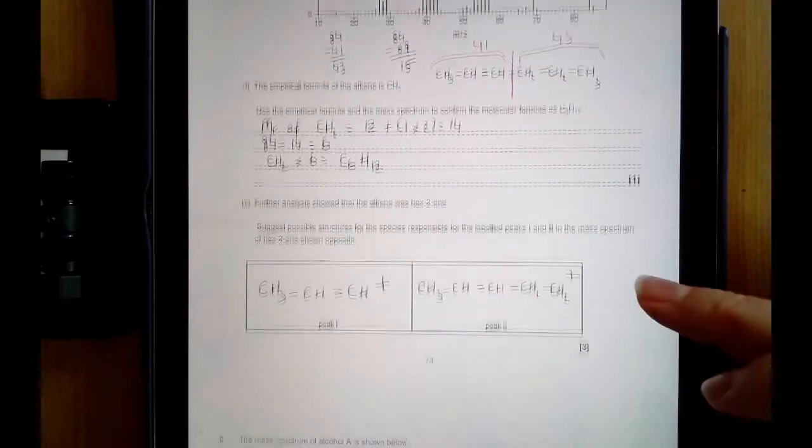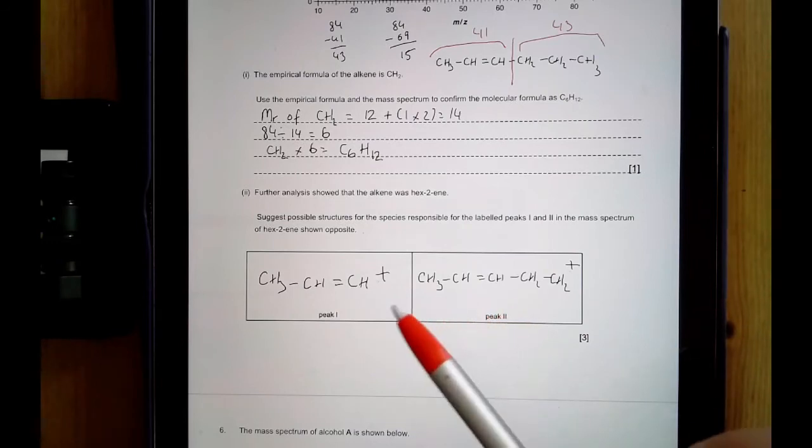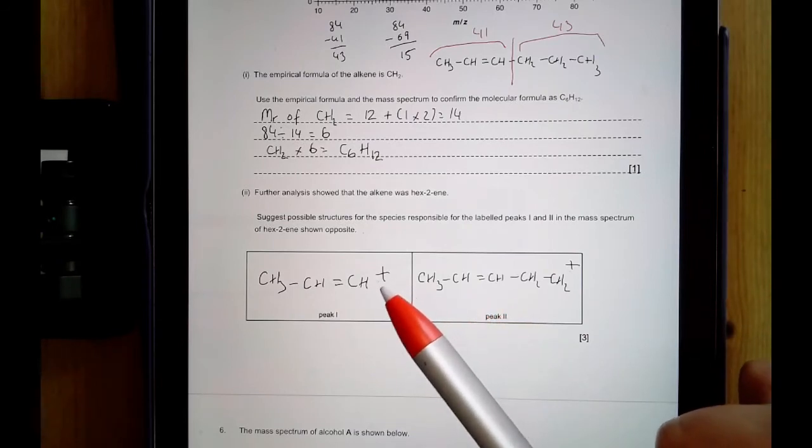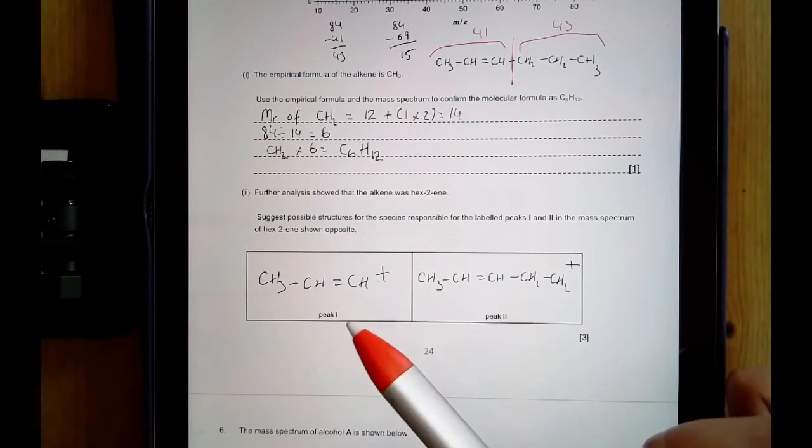So there's 3 marks going for this. You get 1 mark for each of the structures, and you get your 3rd mark for remembering to include the positive charge on each. It doesn't matter how you draw your structures. You can use displayed, you can use structural, you can use skeletal.